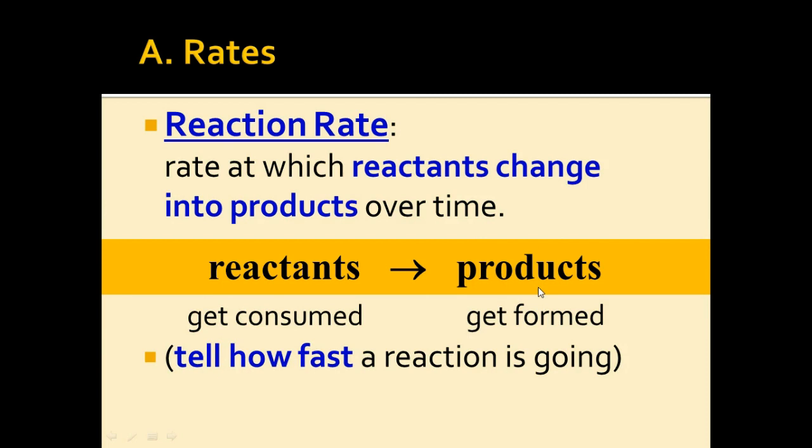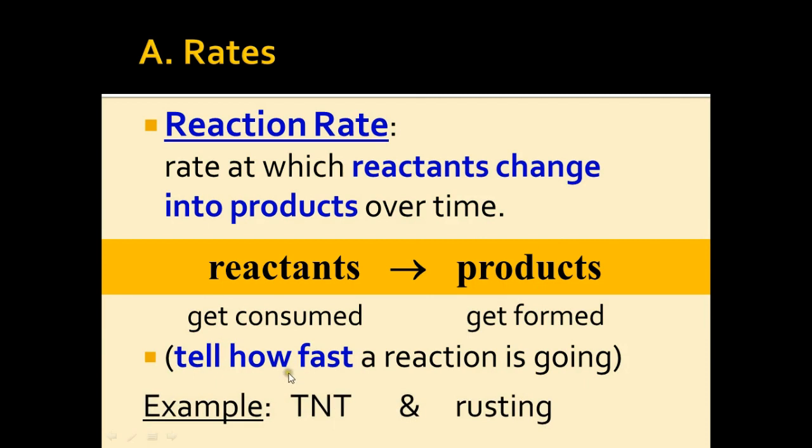And so here, for example, we have two different reactions. We have TNT and rusting, and we know that TNT happens at such a fast rate, it's almost instantaneous. And then rusting is like a worm crawling, it's so slow. It takes years and years for things to rust. But notice how the one happens faster and the other happens so much slower. So this all has to do with reaction rates and how fast they're going.